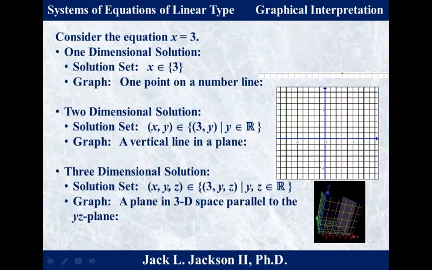So we could write that as x, y, z is an element of the set 3, comma, y, comma, z, such that y and z are real numbers. Y and z are any real numbers. And this turns out to be a plane in 3-dimensional space. It's parallel to the YZ plane. And you can kind of see it sort of illustrated here.